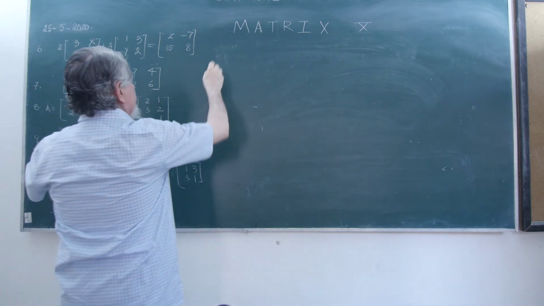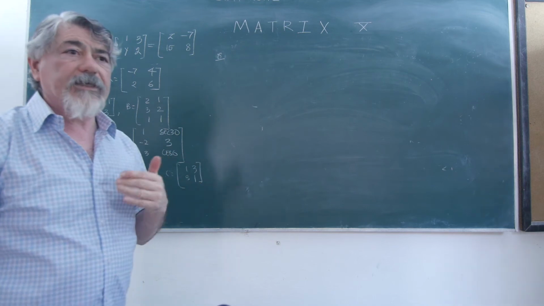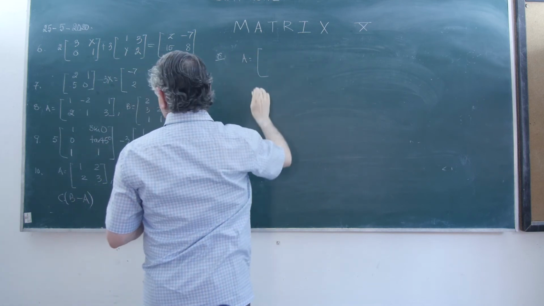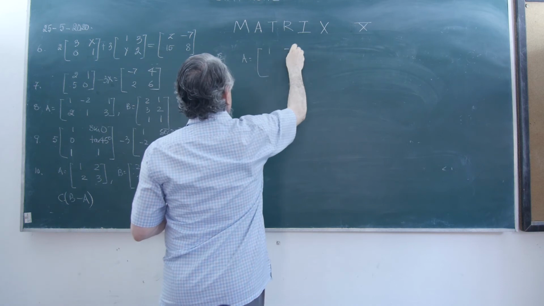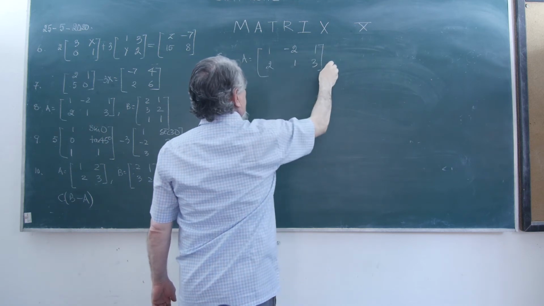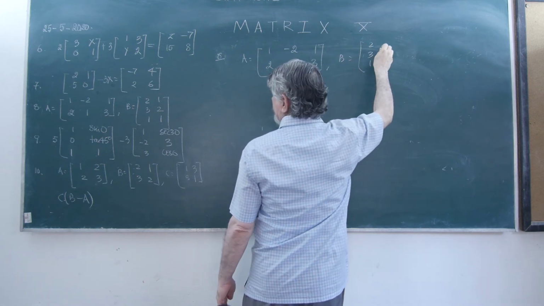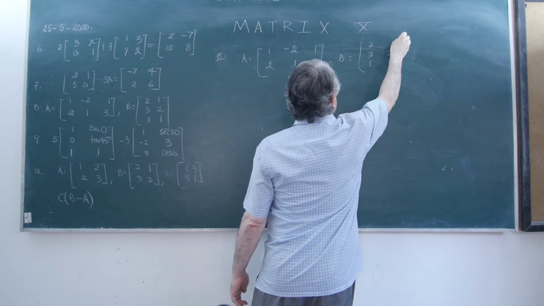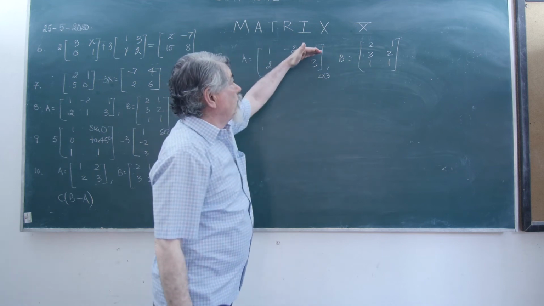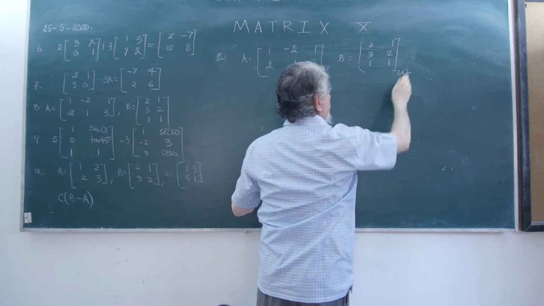Question number 8 is the only question in which the order of the matrices is different and they are not square matrices. A is given to be 1, minus 2, 1, 2, 1 and 3, and B is given to be 2, 3, 1, 1, 2, 1. Number of rows into number of columns: A is 2 into 3, there are 2 rows and 3 columns. Here B has 3 rows and 2 columns.